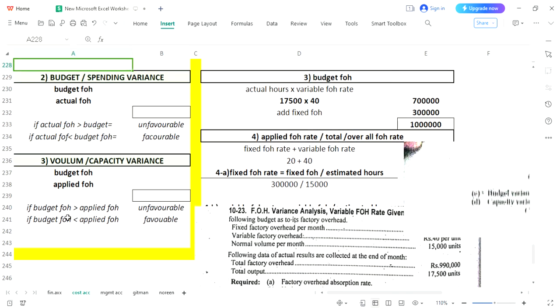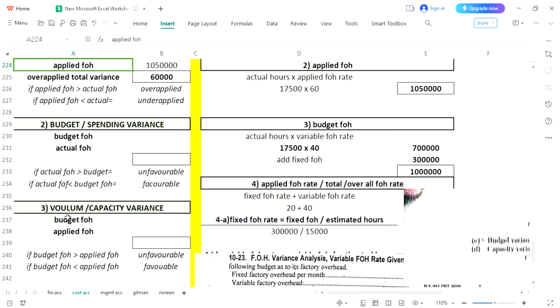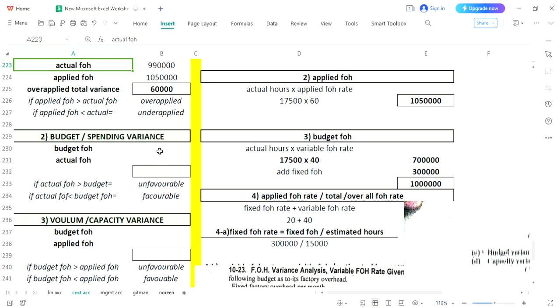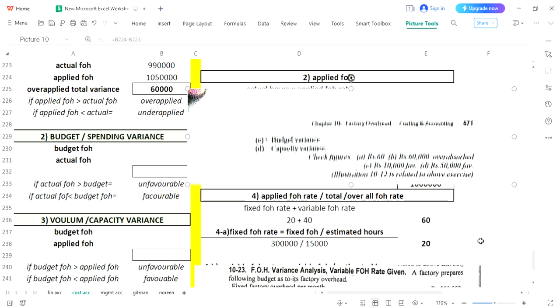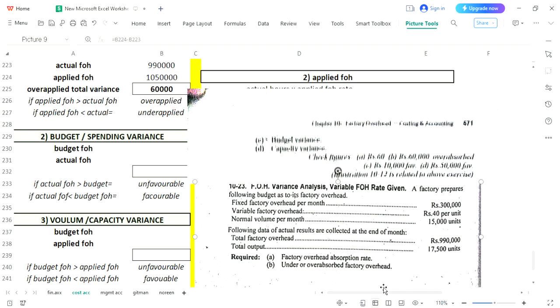First, the variance has been calculated, and this was your 60,000. In your question you can see your first requirement, 60, was checked. The B requirement, 60,000, was for under or over applied. You can see over here B under or over applied. B's answer is 60,000, and here our answer is also 60,000, and it is written over applied.